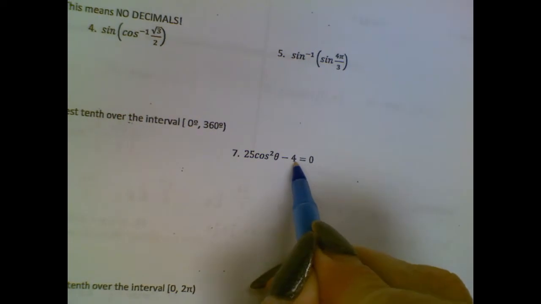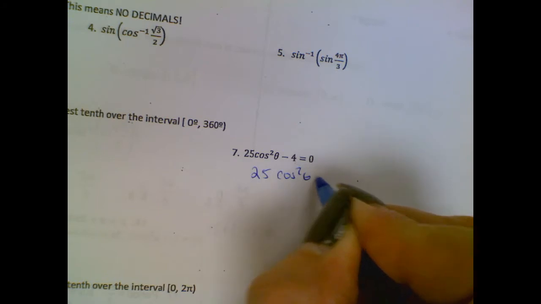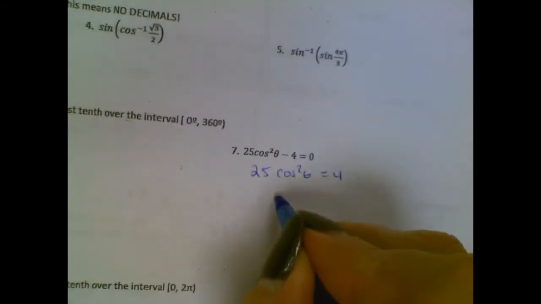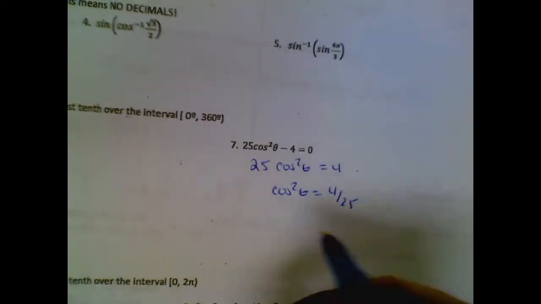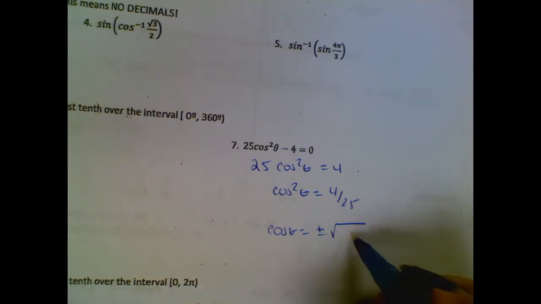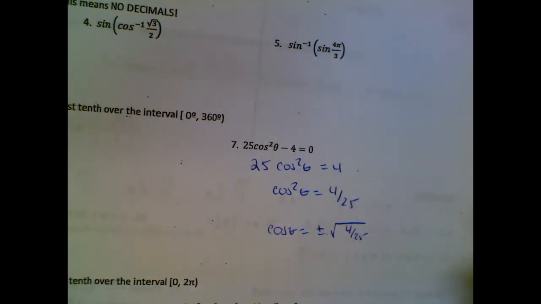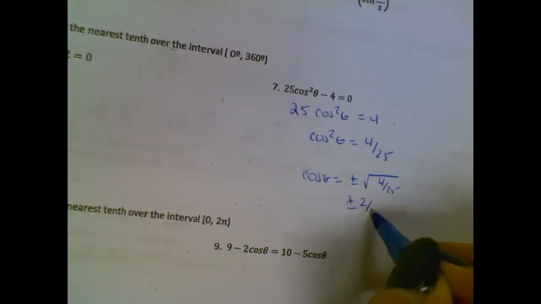Since this is just a single number, we can just go ahead and start solving. 25 cosine squared theta equals 4. Cosine squared theta equals 4/25. Cosine theta equals plus or minus square root of 4/25. Don't forget the plus or minus. So this is plus or minus 2/5.